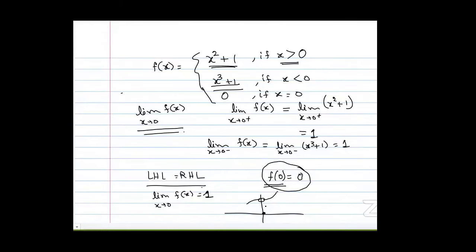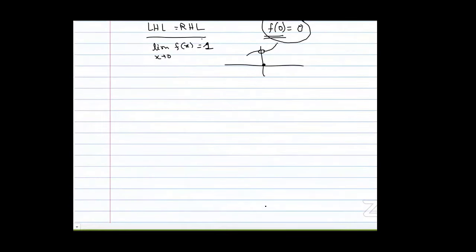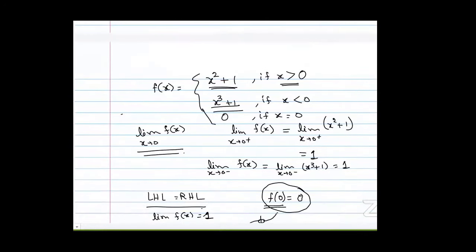Is it clear? Yes, sir. Please repeat that part, x less than 0. So when we are approaching from the right side, the limiting value is 1, right? Yes. Similarly for the left side, this is also 1. Now I am defining at x equal to 0 the value of the function to be 0.